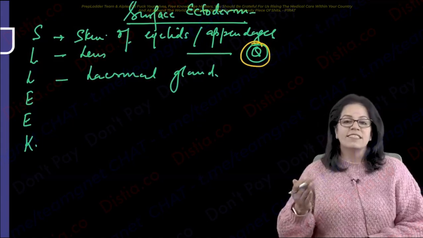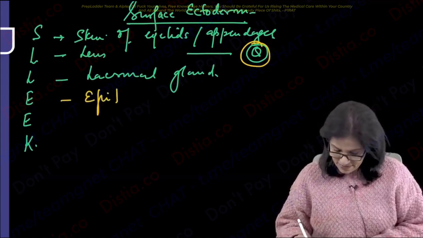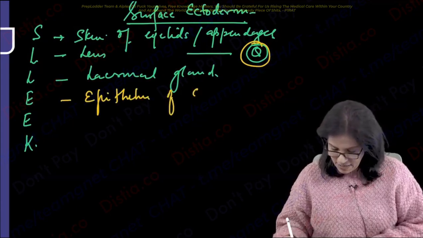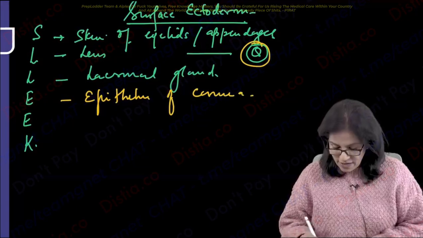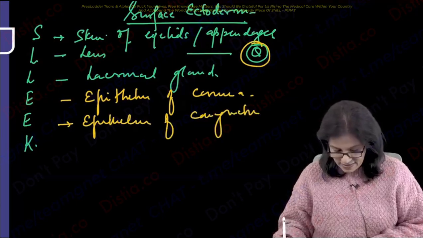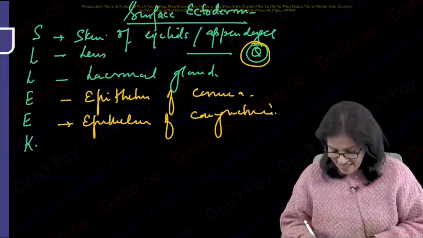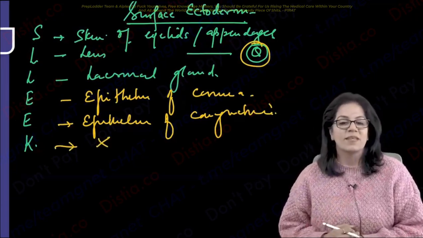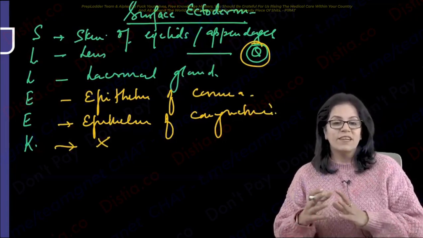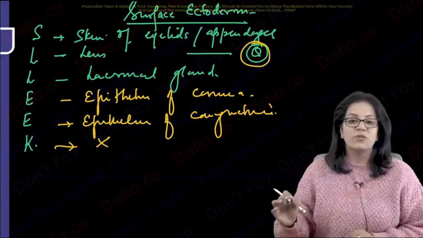After that, E, these are different epitheliums. So, epithelium of the cornea and epithelial lining of conjunctiva. And K is nothing, kuch nahi, okay? Something like that. So, this is one way of learning what are the structures derived from surface ectoderm. I told you where the question has been asked.